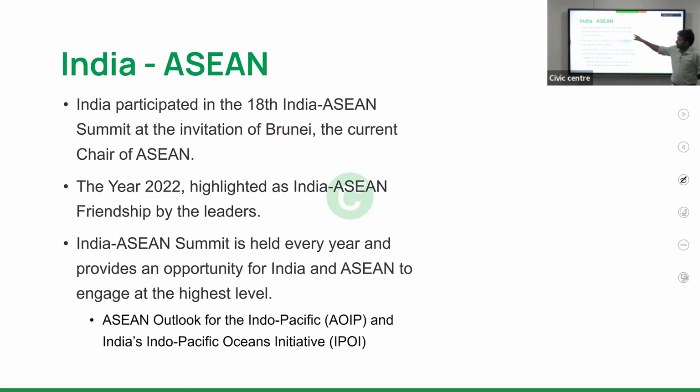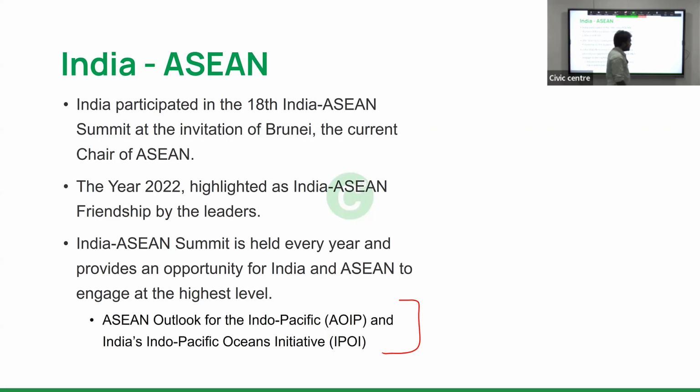India-ASEAN: recently the 18th India-ASEAN Summit was conducted at the same venue, Brunei. This is very important. Just like the ASEAN Outlook for the Indo-Pacific region, India's Indo-Pacific Oceans Initiative is part of your Act East policy. Is it clear? ASEAN, India-ASEAN, East Asia Summit, RCEP.